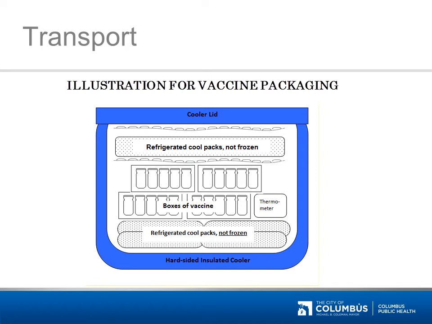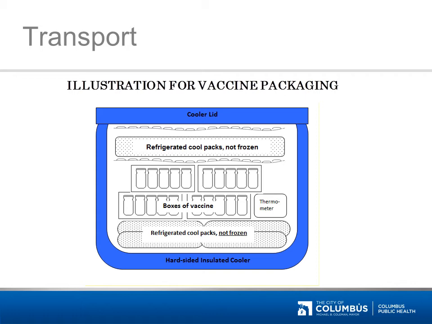Place refrigerated gel packs, not frozen packs, on top of the crumpled paper so the whole top surface of the cooler is covered with gel packs. Place the lid on the cooler and seal it shut with tape. If the trip is long and frozen packs are needed, use as few as possible and buffer them from the vaccine with at least 1 layer of refrigerated cool packs.